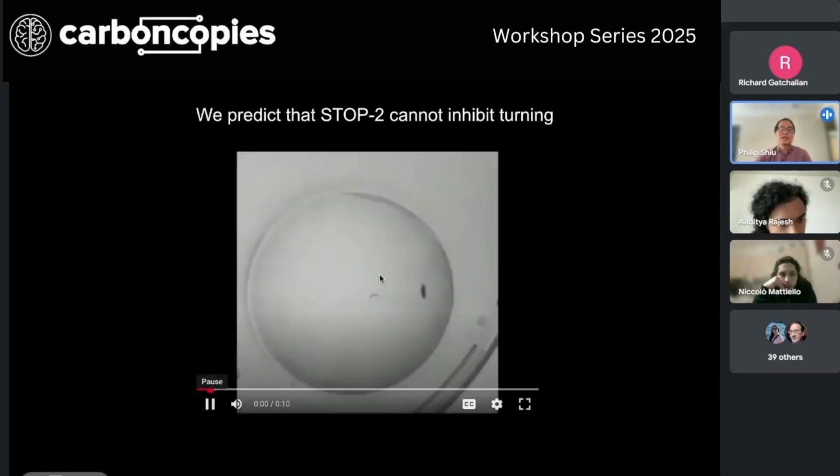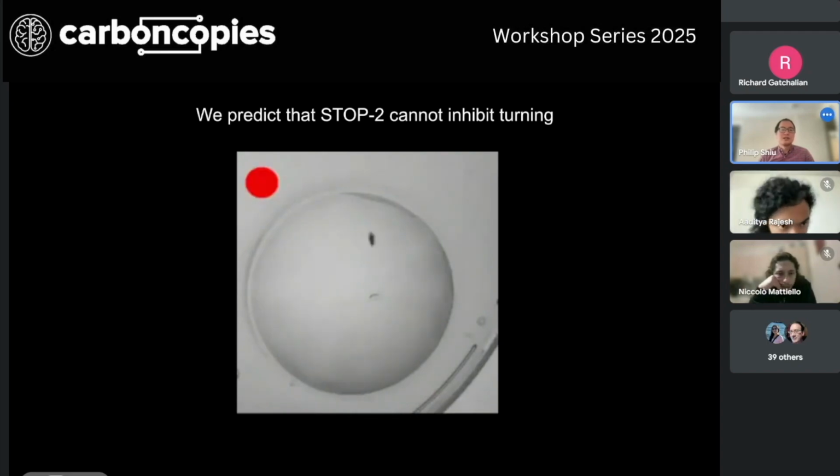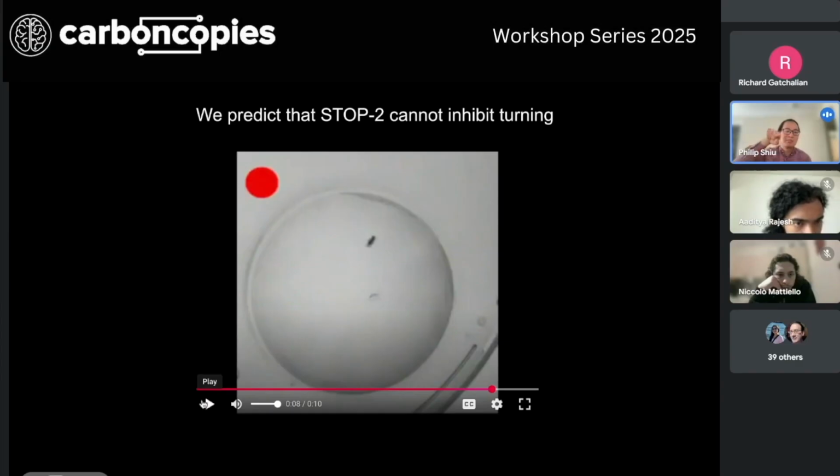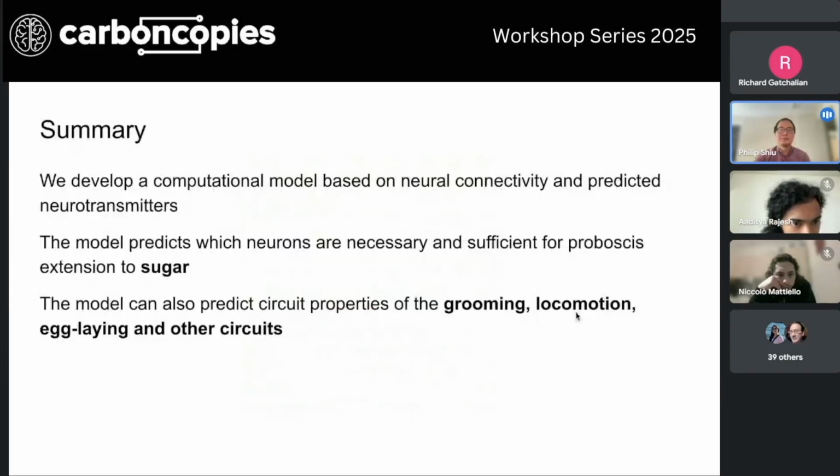So what does that look like? Here we're going to activate STOP2, and ask what this actually looks like. I hope you can see that within this video. When we activate STOP2, our prediction is that it cannot inhibit turning. And in fact, what I hope you can see is that the fly stops, but it spins. I found this a really exciting validation that the model can do pretty cool behaviors that are somewhat complex and quite visually striking.